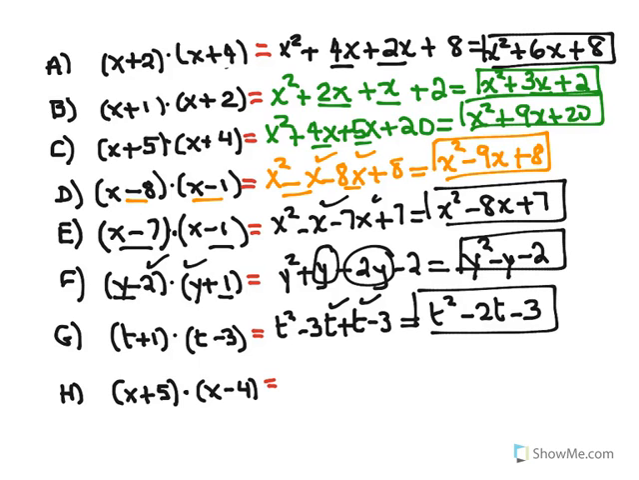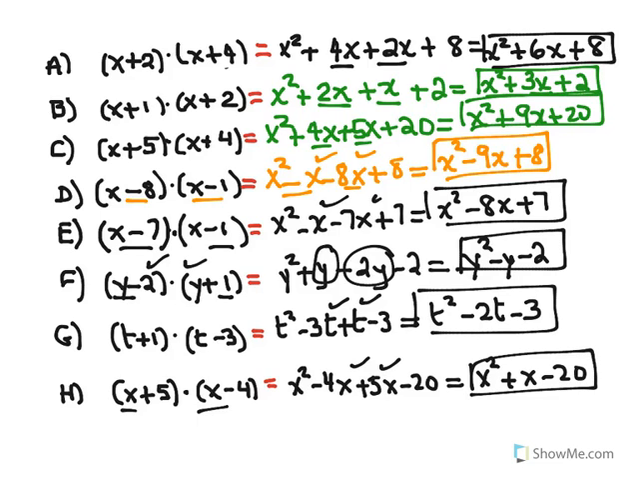Okay, now let's do these ones right here. That will be x squared minus 4x plus 5x minus 20. Combine these two will be x squared plus x minus 20, and now I have my equation. Okay, so basically this is really what you need to know when you are doing a FOIL.